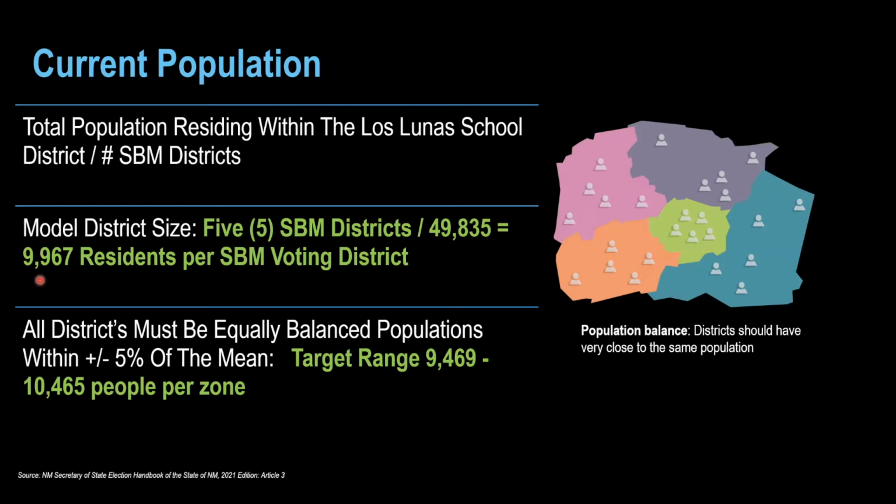And then we try to find that plus or minus 5% of the mean, which is allowed by law. So we end up with a target range of 9,469 to 10,465. So that's the range that we need to find in each school board member district within the Los Lunas schools.